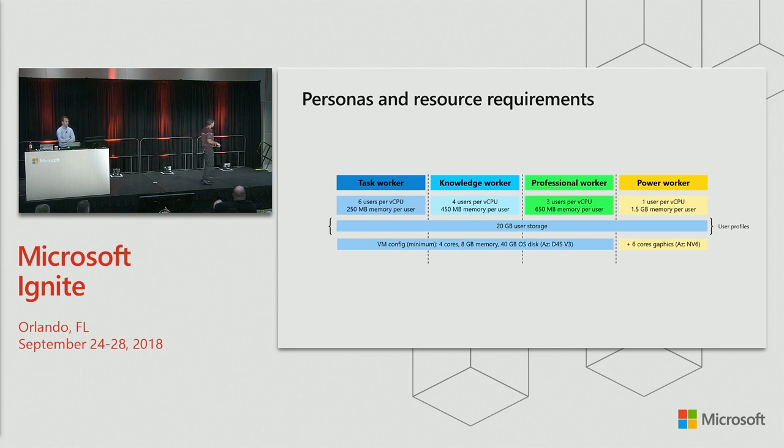Some of the things you might already recognize, the user profile, that is how much we recommend, so that if users have the flexibility, you can go higher or lower. And of course, the VM configuration, this is based on what's in Azure today. So 4 cores, 8 GB of memory, and the OS disk at 40 GB, which is D4 SV3. That's plenty. We have loaded up to 16 users on that, and we are seeing good performance.